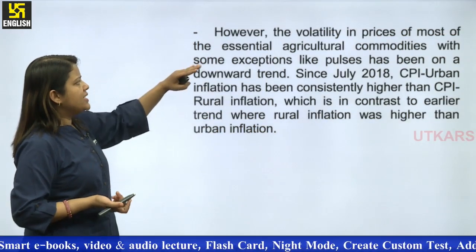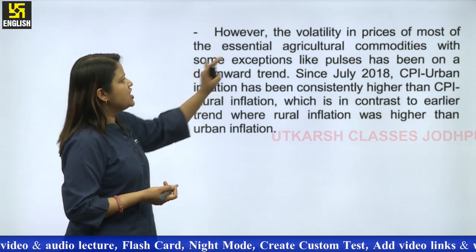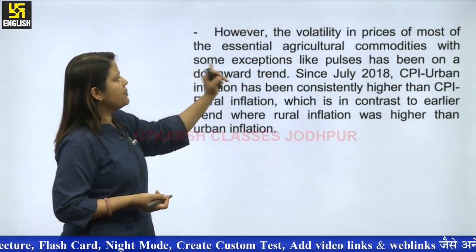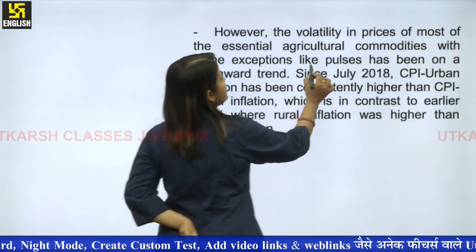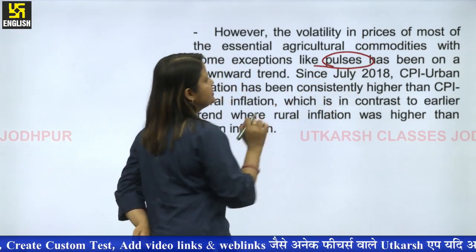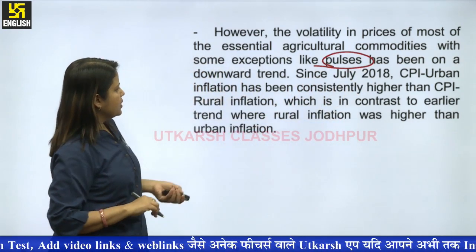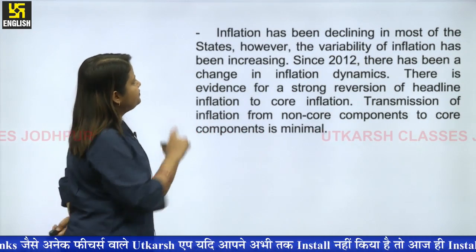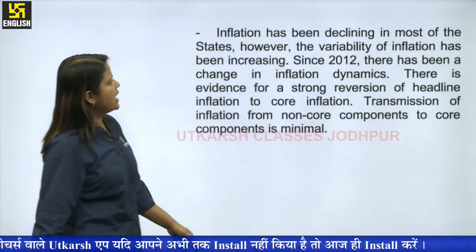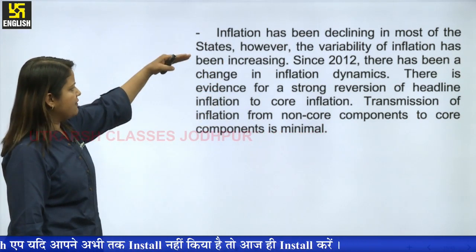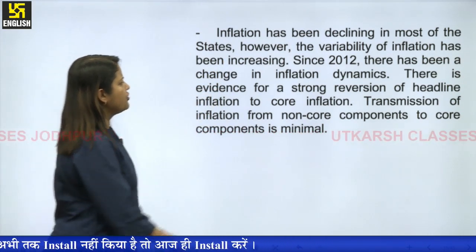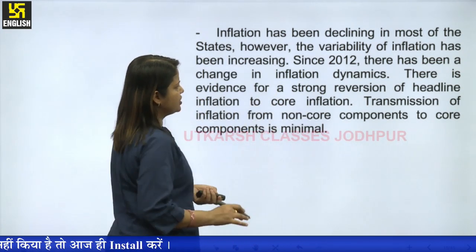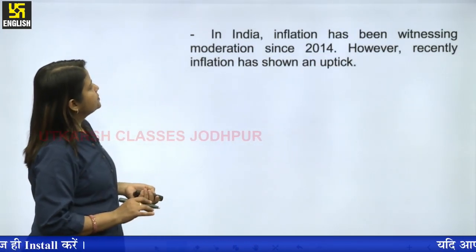Volatility in the price of most essential agricultural commodities, with some exceptions like pulses, has been on a downward trend since July 2018. Inflation has been declining since 2012. There is evidence for a strong reversion of headline inflation to core inflation.